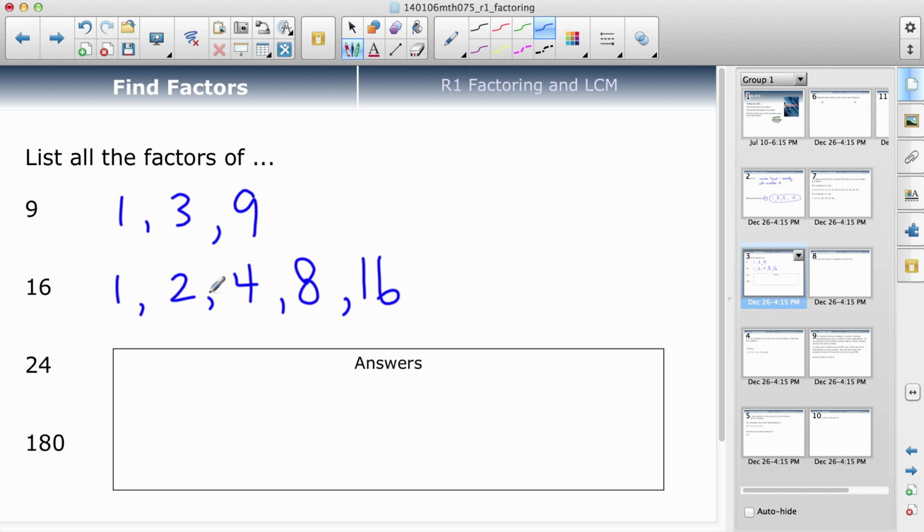Notice that they often match, eh? So 1 and 16, 1 multiplied by 16, those are factors that multiply to 16. 2 times 8 gives you 16. 4 times 4 gives you 16 as well.